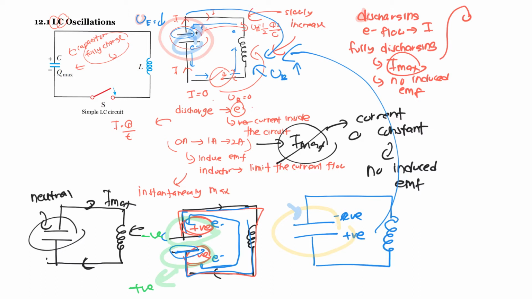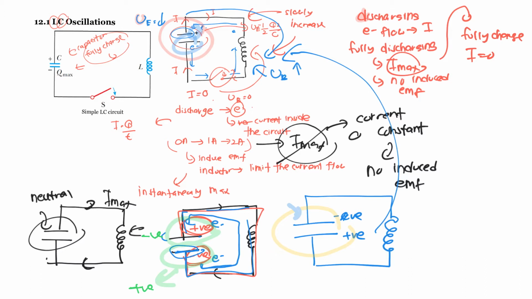So what happens when it's fully charged? When it's fully charged, it means that the current is going to be 0. Why? Because like I mentioned before, if the potential difference of the battery is equivalent to the potential difference of the capacitor, there will be no current, because there's just no difference.